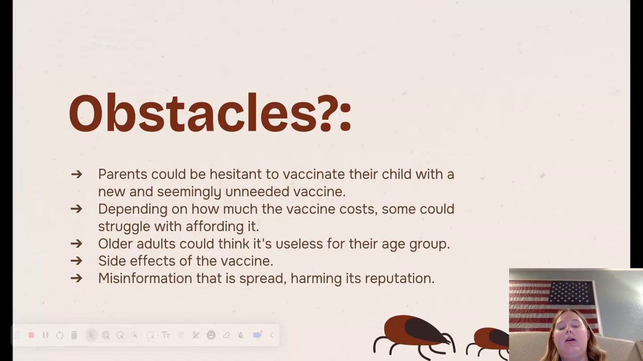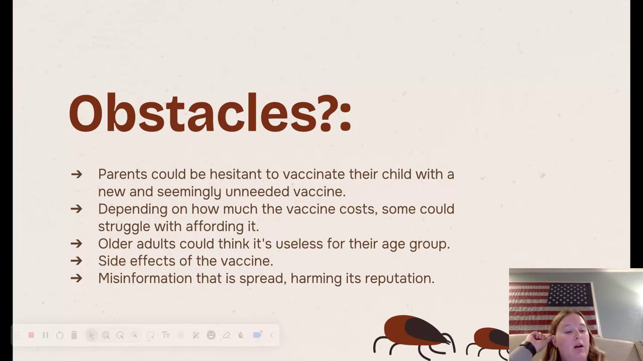There are quite a few obstacles if this vaccine were to be implemented. First, parents could be hesitant to vaccinate their child because it's seen as too new or unnecessary, which, while this could be true, educating and reassuring the parent about what the vaccine does and why it is so important would be beneficial.